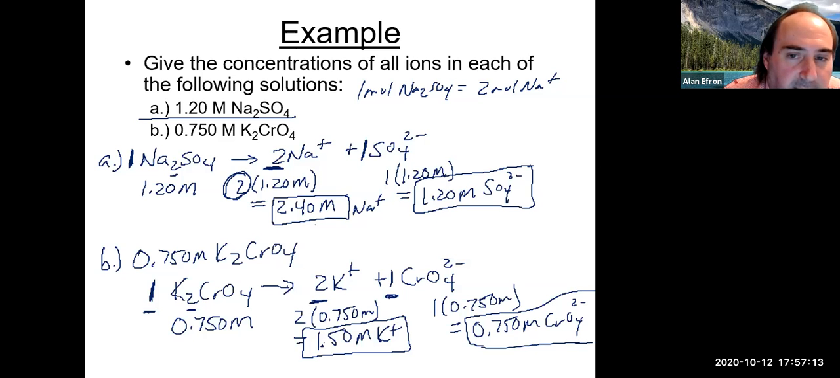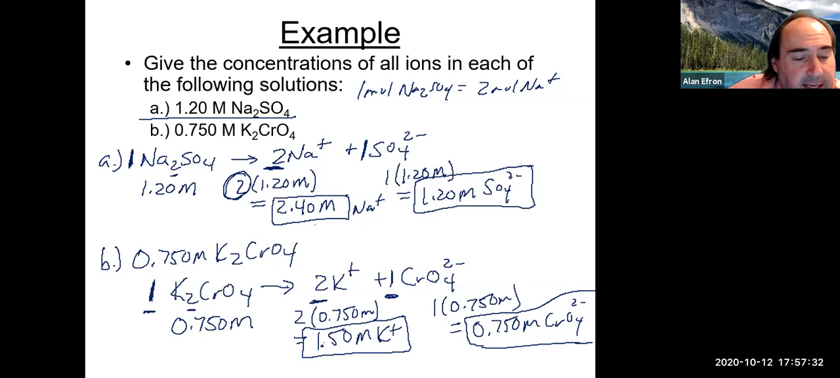Any questions on molarity, ions, concentrations, how that all works? Okay, so remember, if you have questions, feel free to ask them. Even if we passed it, we'll go back and make sure we answer them.